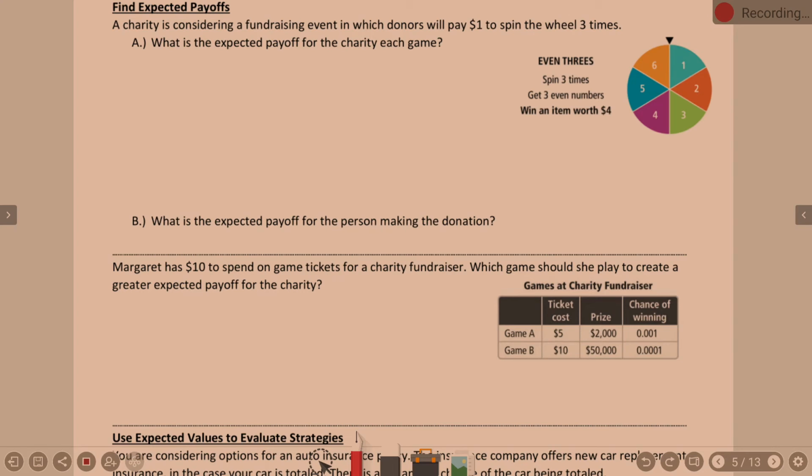So, our question is, what is the expected payoff for the charity each game? Okay, so as we look at that, each time someone plays, basically on average, what's the charity going to do? How much are they bringing in per person? So you do want to pay attention to, this one is asking expected payoff for the charity.